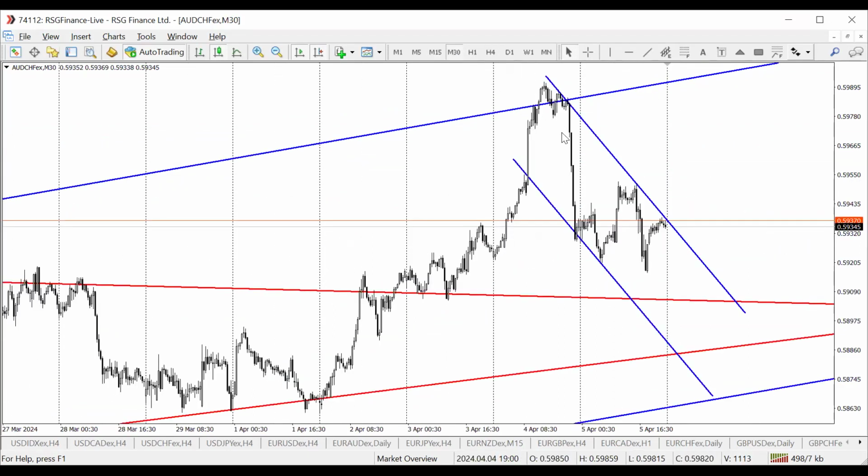So let's look at the next one, and that is Australian dollar, New Zealand dollar.